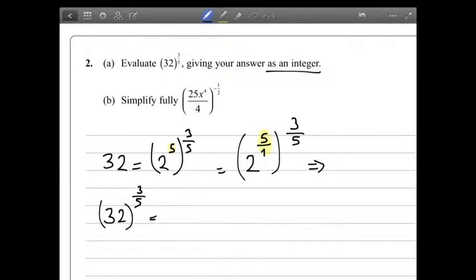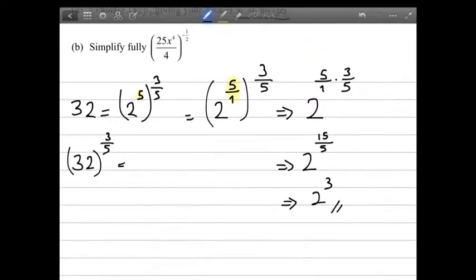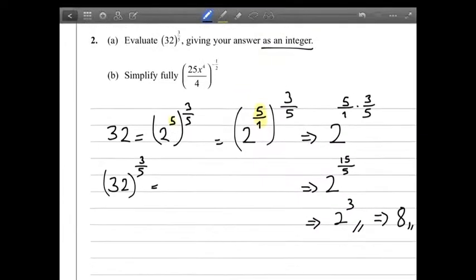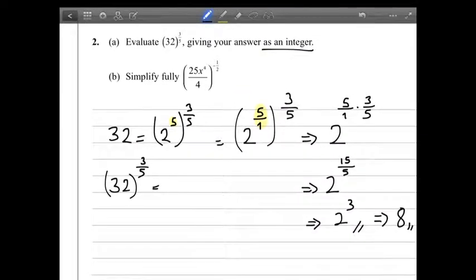To find this, we multiply the powers, like 5 over 1 times 3 over 5, which gives the power of 15 over 5. That means 3 as a power. 15 over 5 is 3. That is 2 cubed, which is 8 as an integer. That is the answer of the first part.